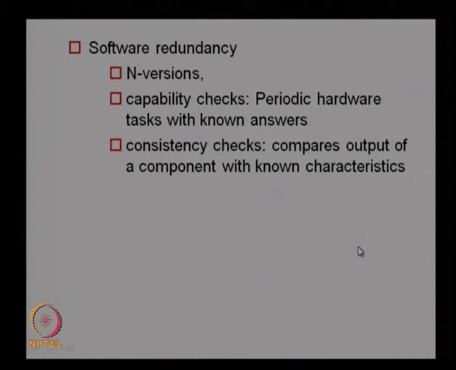And apart from the hardware redundancy, we have software redundancy also. There are different ways of implementing software redundancy. One way is to have different versions of a software. If you have developed different versions by different sets of people, the errors in one version will not be there in the other version. So, we can switch over from one version to the other and ensure the smooth functioning of the software.